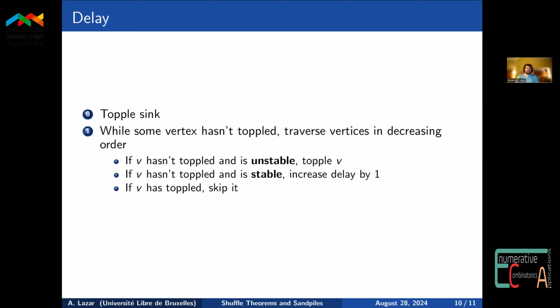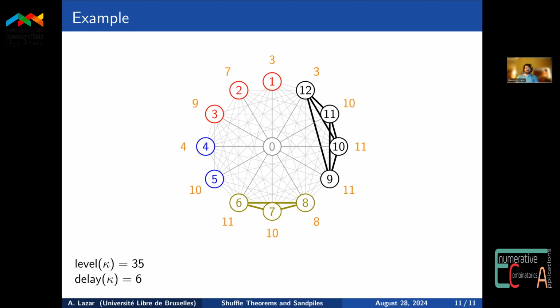You topple the sink, and then as long as some vertex hasn't toppled, we traverse the vertices in decreasing order. Whenever I get to something that hasn't toppled, if I can topple it, I do. And if I can't, delay goes up by 1. And that's it. So this is a very local kind of condition, as opposed to dinv, which is kind of global: you have to always be paying attention to everything going on. So here's an example, and I'm going to claim that the level is 35 and the delay is 6.